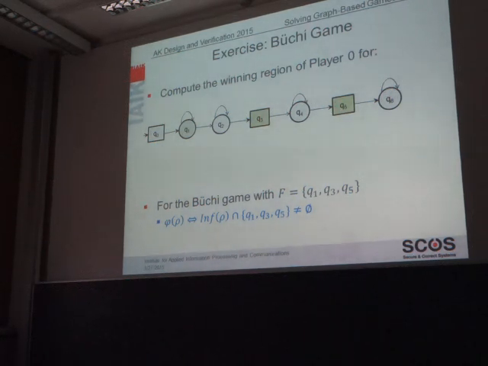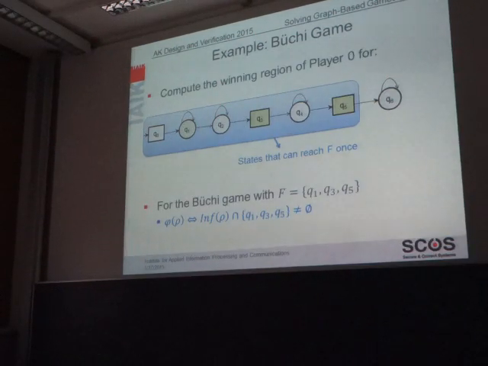What about Q6? Can we reach a green state from there at least once? No. Q5? Yes, because we're already there. So we have visited at least once. Q4? Yes, because we can go there and then we have visited it. Q3 also, because we just start there. Q of course also, and the others as well. So this is the set of states from which we can reach a green state at least once.